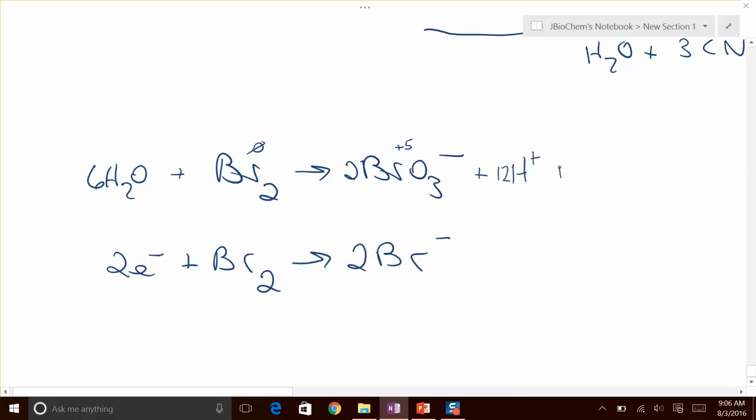And it's going to go from 0 to plus 5. So that's, what is it? Yes, you do. 12 H pluses plus 5 electrons. Nope, 10 electrons. Right, 10 electrons.